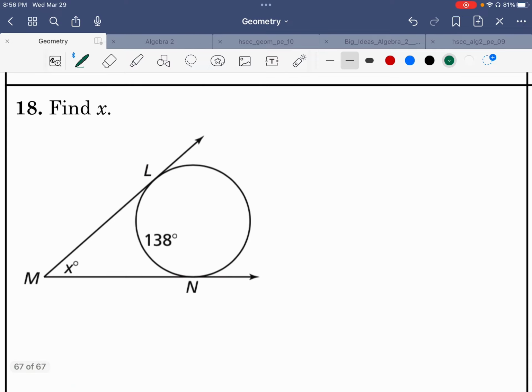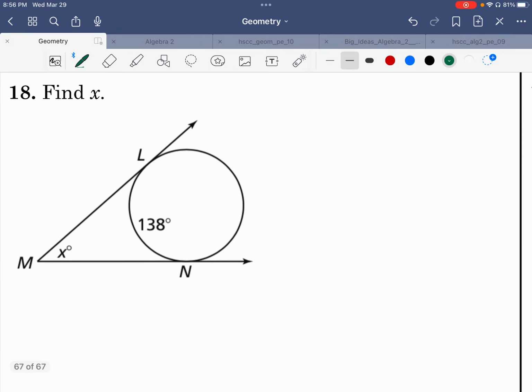Moving on to question number 18, find the x in this one here. I feel like a lot of you remember how to do this one. It's just that you misuse it sometimes. So let's go over a couple of things. Notice you have the two lines that are tangent. This technique only works when they're tangent lines. The technique states that if you take the angle and the arc that subtends it, those two things must add up to 180. So we know that x plus the 138 is equal to 180.